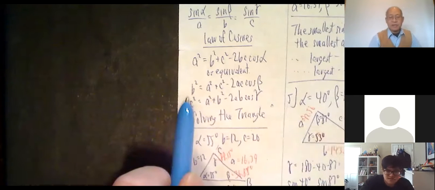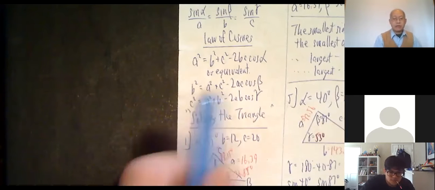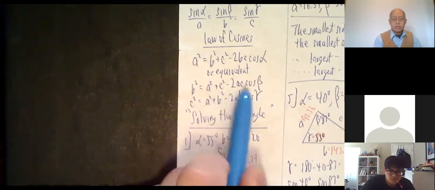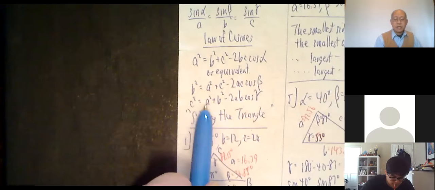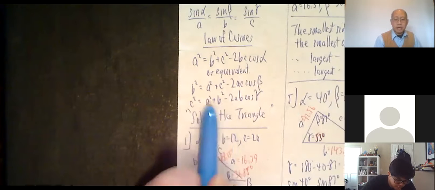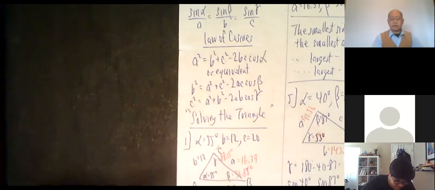So these are all the same thing, like we said. B squared equals A squared plus C squared minus 2AC cosine of that beta. Likewise, C squared equals A squared plus B squared minus 2AB cosine gamma. So they're all equivalent.